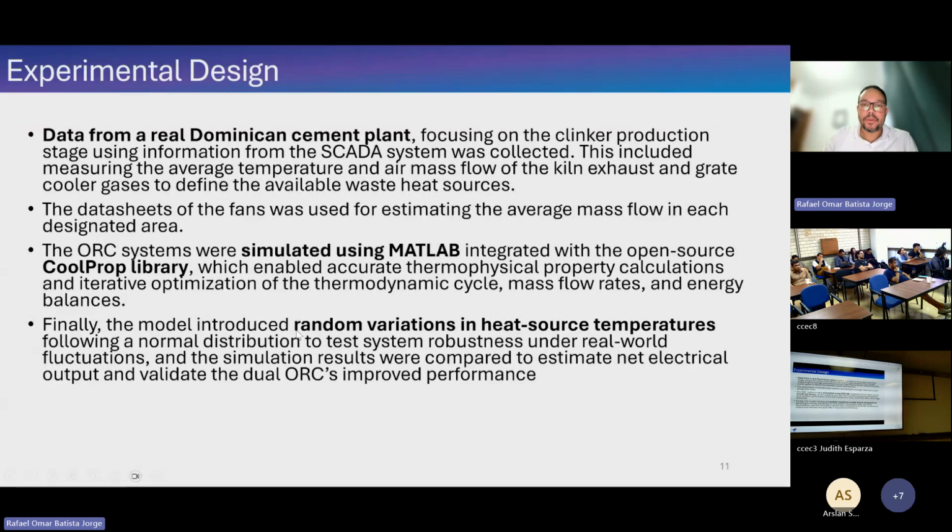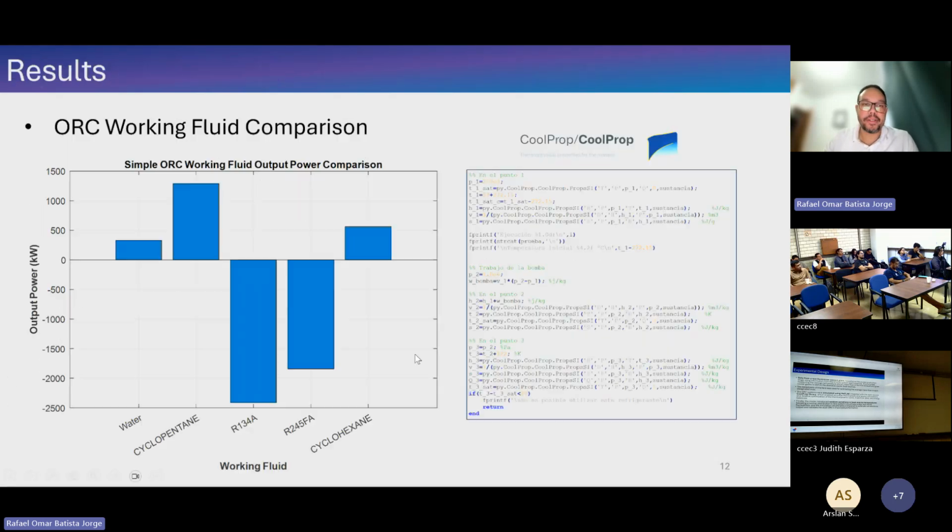And finally, the model introduced random variation in heat source temperatures following a normal distribution to test the system robustness under real-world fluctuations. We take minimum and maximum values from the SCADA data, and then we introduce a normal distribution, adding some random noise to see how well the system behaves and how the actual electrical power production is affected by these variations, right? So for the fluid comparison, we use the simple ORC cycle.